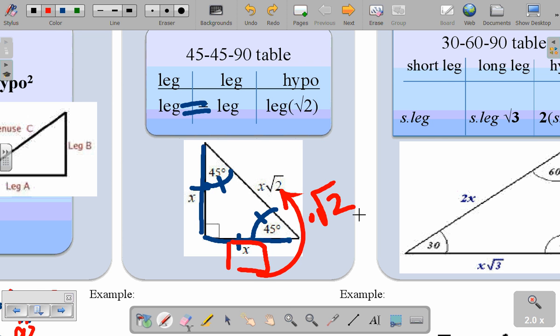It goes like this. Say it with me. 45, 45, leg, root 2. Join me. 45, 45, leg, root 2. One more time. 45, 45, leg, root 2.